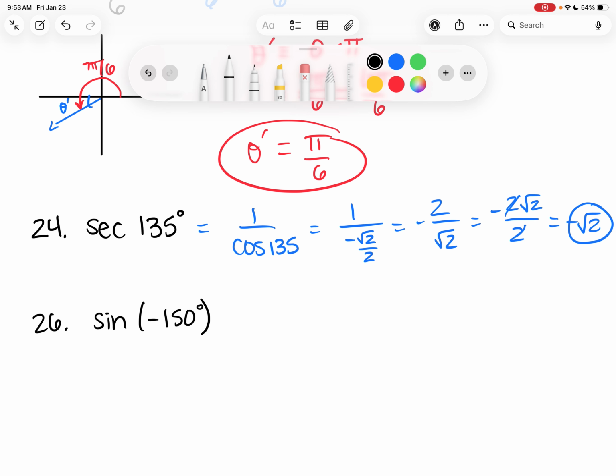Negative 150, so I come back here as negative 90, another 30, negative 120, another 30, which would put me over here as negative 150. So that's the same thing as the sine of 210, which is 7 pi over 6. Is it an x or a y value? I'm not pointing at the answer, I was just pointing at the line. Negative 1/2? Yep, negative 1/2.